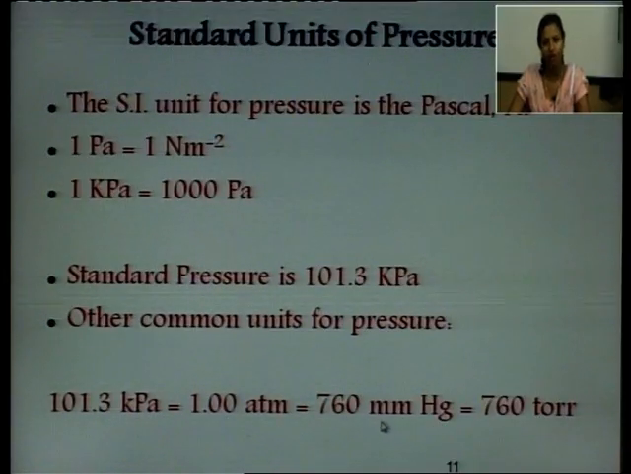This is the height of the mercury column. So depending upon the height we take this number. This is basically the height of the mercury column, and it is equal to 760 torr. So 1 mm of mercury is equal to 1 torr.